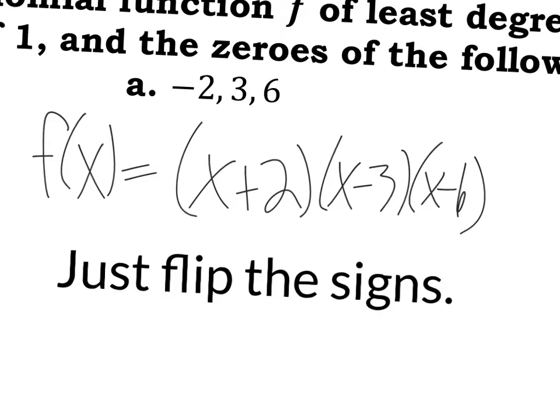That's basically all you need to remember, because when you plug in one of these numbers, it'll make one of the parentheses go to 0, okay? And then keep in mind, everything can be justified by checking the graph. The graph of this would have x-intercepts of negative 2, 3, and 6, all right?